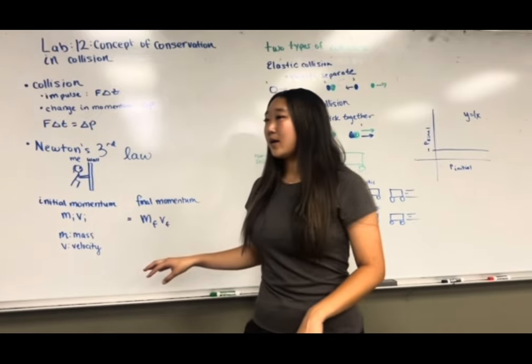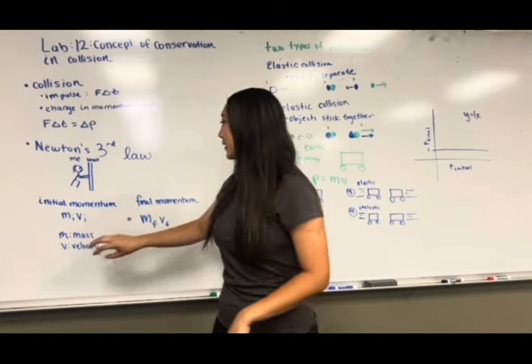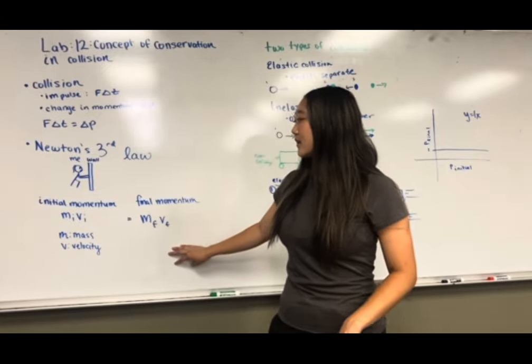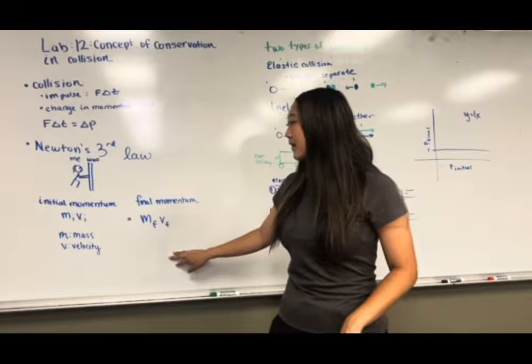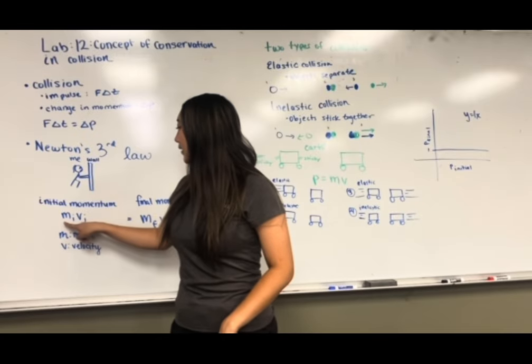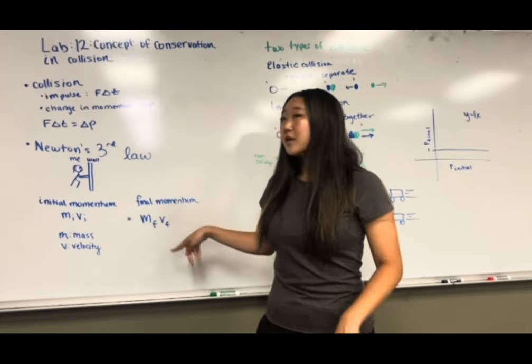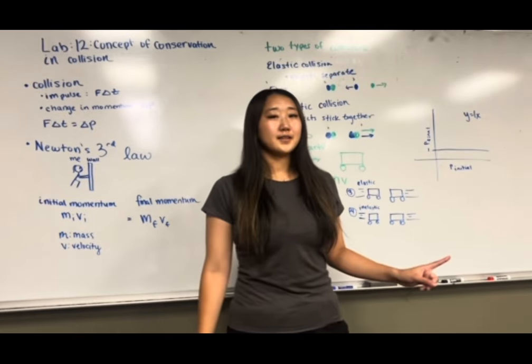Furthermore, if we have a collision, then the momentum before and then the momentum after should be the same. And the two components that make up momentum are mass times velocity. So the mass times velocity before and then the mass times the velocity by the end should be equal if there are no external factors.